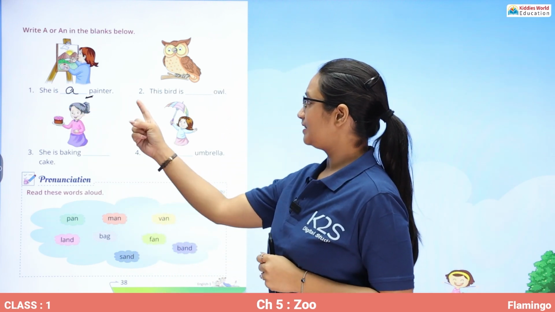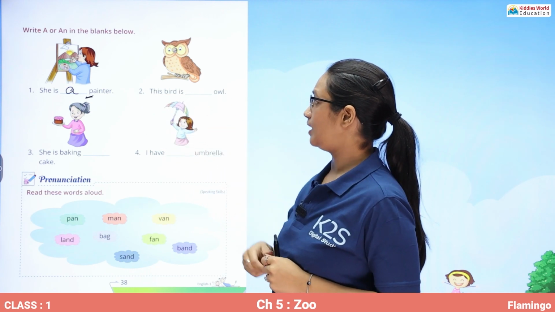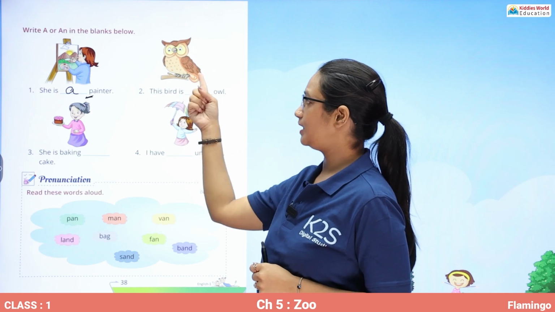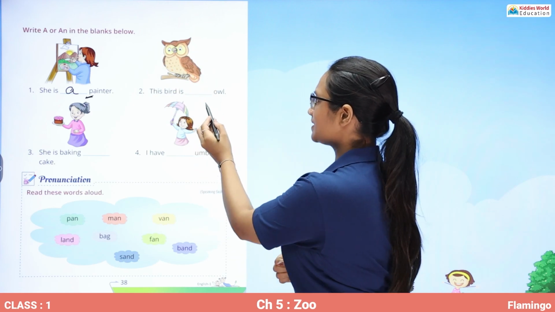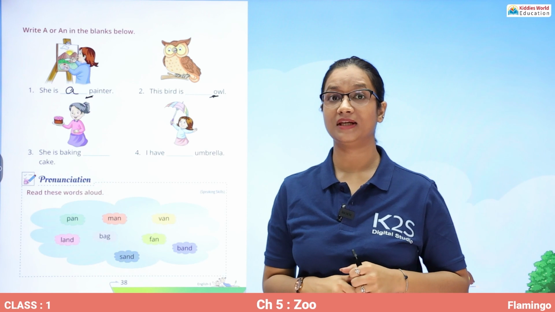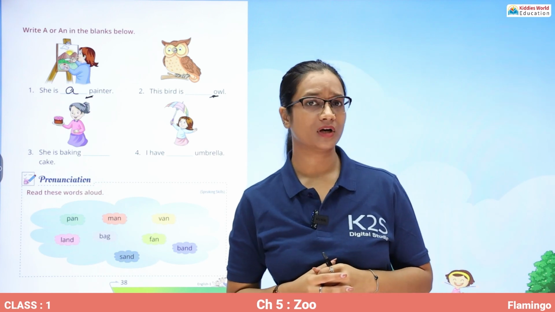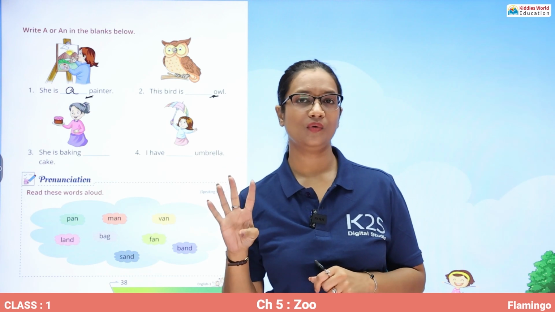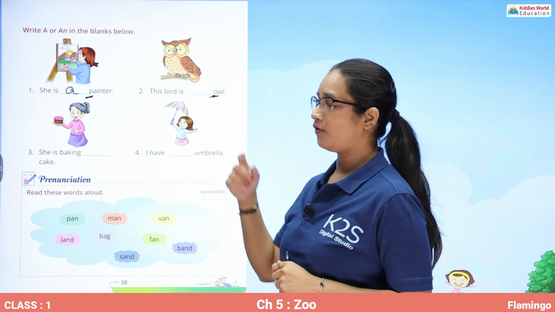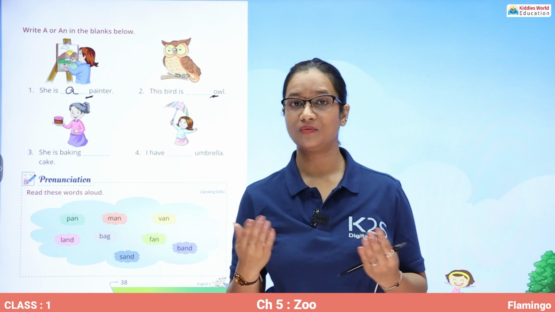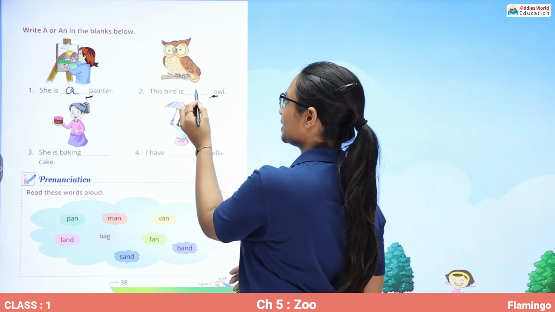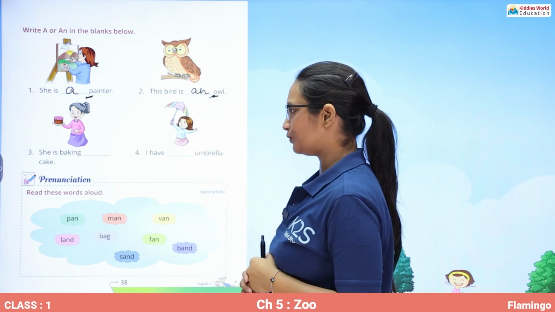And then this bird is dash owl. So this bird they are talking about. But what is the letter that we are given? The letter is O. And what were the vowels? A, E, I, O and U. So O falls under the category of vowels. So what are we going to write? That this bird is an owl.